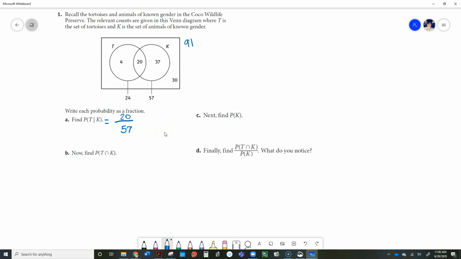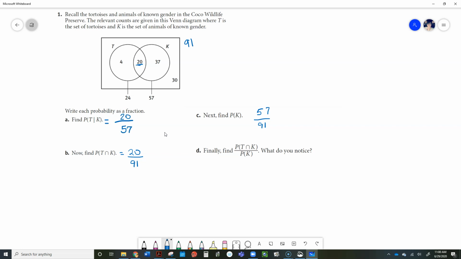Okay, now it says find the probability of the fact that it's a tortoise and it's known. That's this piece right in here. So that's a total of 20 out of 91. And next they want me to find the probability of just that it's a known gender. So that's 57 over 91.